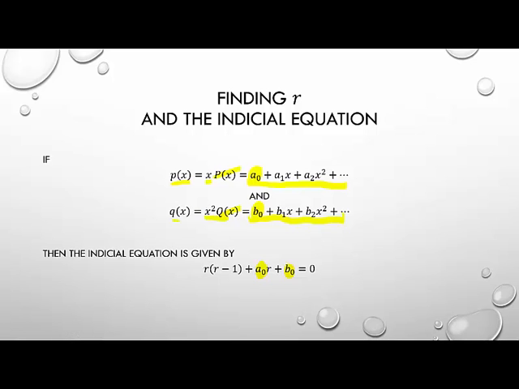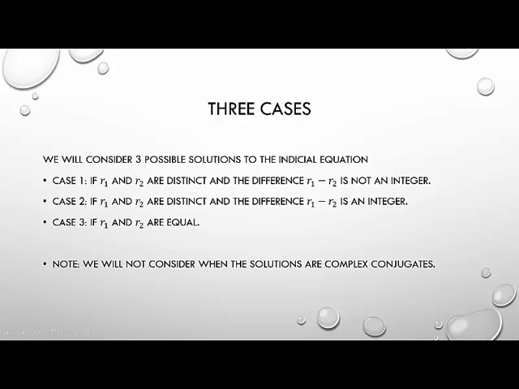Note that this indicial equation is a quadratic. Dealing with quadratic equations in the past, we know that there are three possibilities. We can have two distinct roots, we can have one real root that's the same, or we can have complex conjugates. We are not going to consider complex conjugates, but we're going to further break up our cases into three cases.